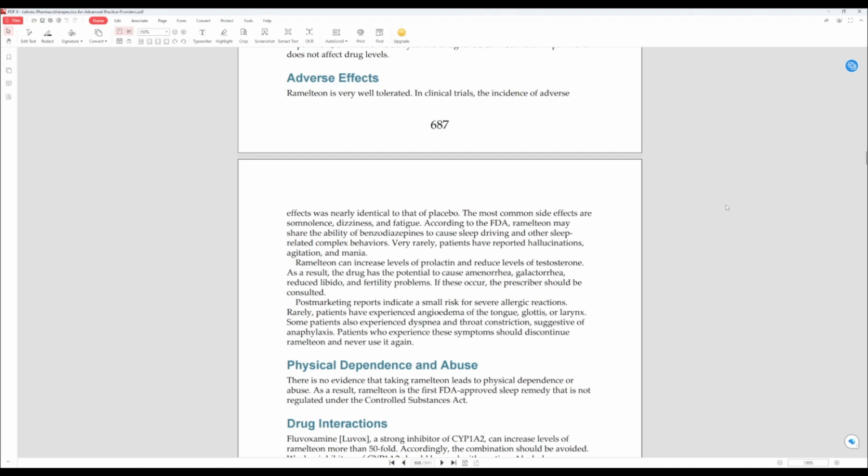And post-marketing reports indicated a small risk for severe allergic reactions. Rarely, patients experienced angioedema of the tongue, glottis, or larynx. Some patients also experienced dyspnea and throat constriction, suggestive of anaphylaxis. Patients who do experience these symptoms should discontinue Ramelteon and never use it again.